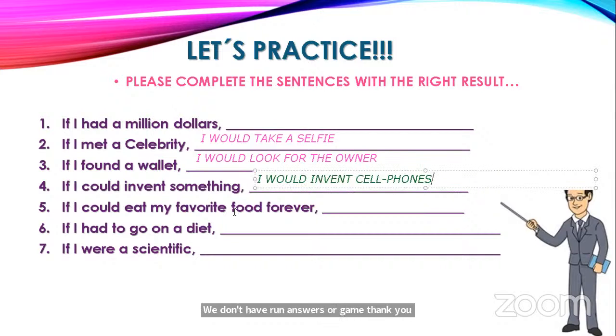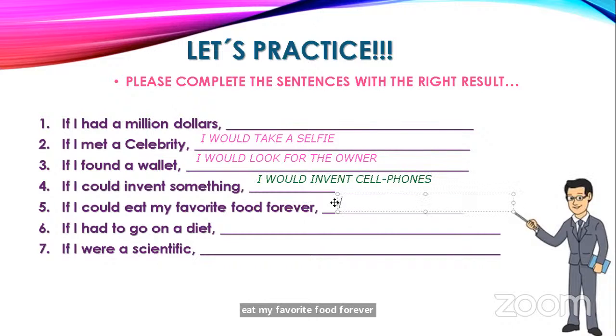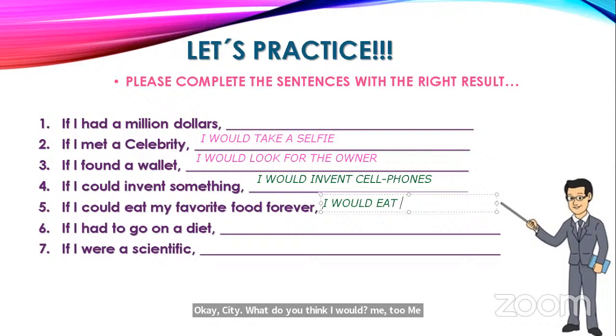Okay, thank you, Miss. What about you, Miss Raisa? Number 5. If I could eat my favorite food forever, si pudiera comer mi comida favorita para siempre, what would it be or what would you do? ¿Qué haría o qué sería? What do you think, Miss Raisa? I would eat sería biche. Ceviche. Ah, ceviche. Okay, very good. I would eat ceviche. Thank you, good.